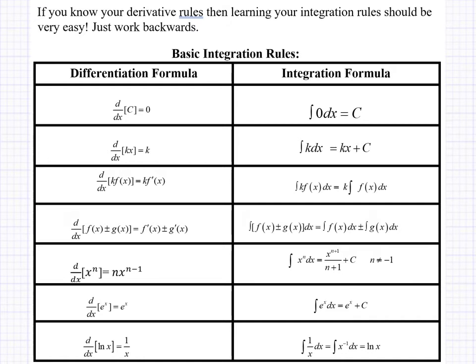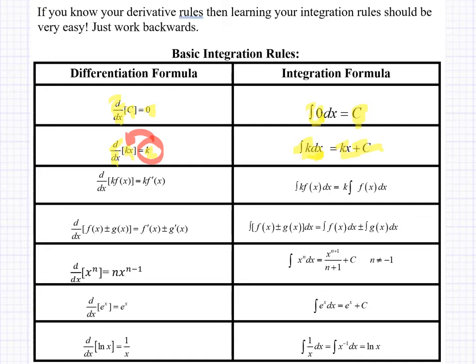First, let's say we have the derivative of a constant. We know that the derivative of a constant is 0. So if I start with 0 and take the integral of 0, I should get back to a constant. We know that the derivative of some constant times x should be that constant k. So if I take the antiderivative of some constant with respect to x, I should get kx plus c. The idea with all these is we're going to start here and go back to that.